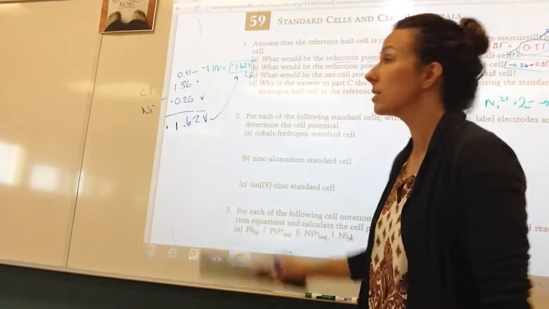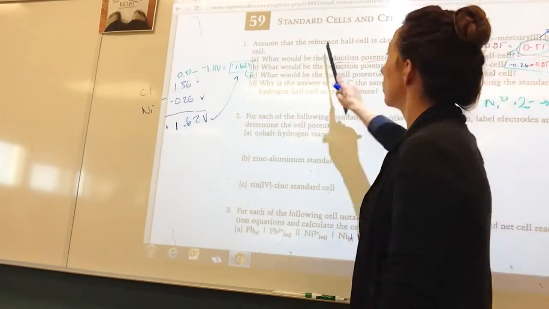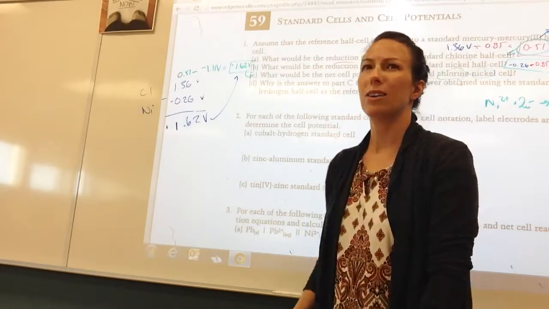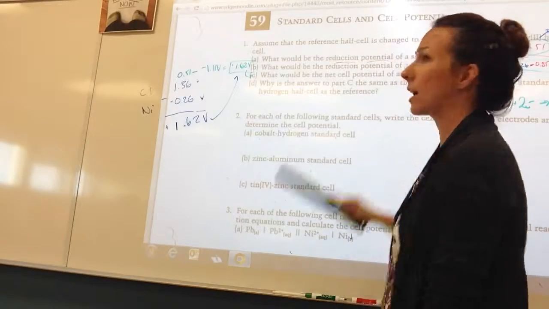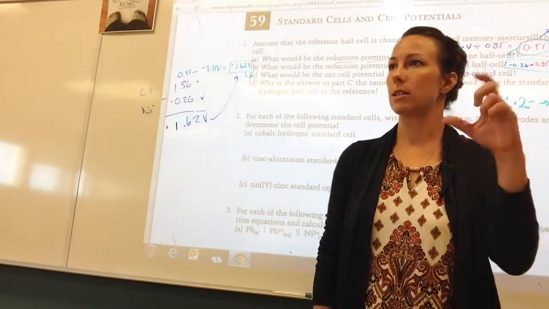So if you get a question that says, standard mercury, what would the net cell potential be? Who cares? You just take the 2 numbers and subtract them. Who cares what they picked as the standard half cell? Because the distance is always the same.